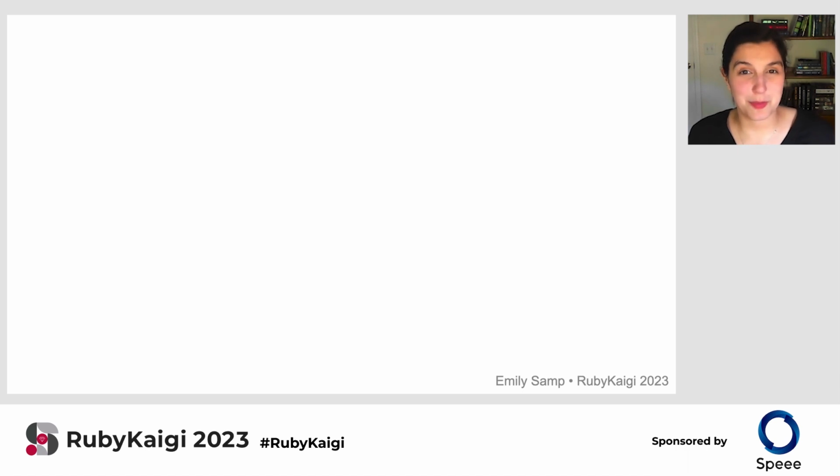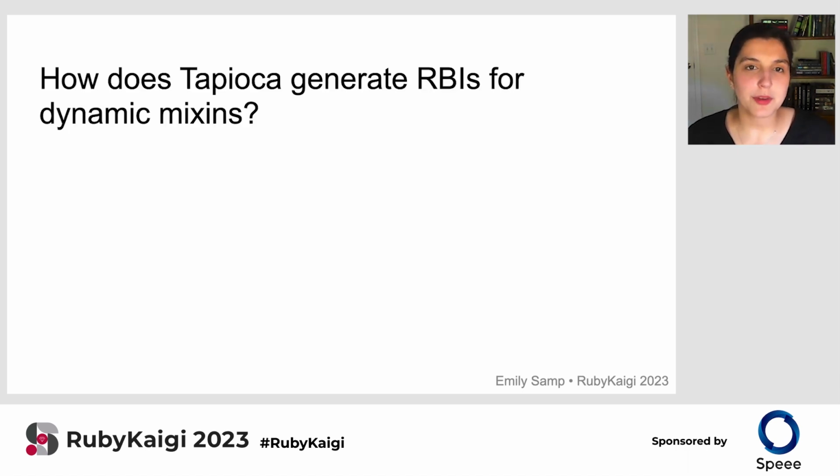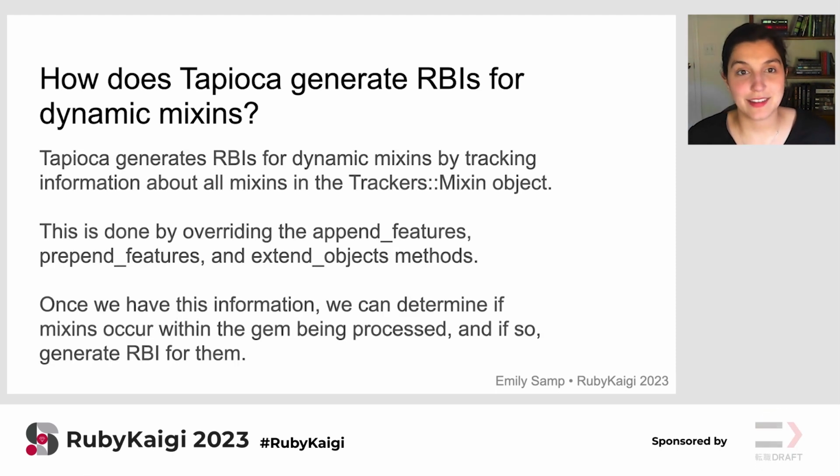That was a lot of information, so let's review what we just talked about. Tapioca generates RBIs for dynamic mixins by keeping track of where mixins happen in a singleton object called the mixin tracker. The information in the mixin tracker is populated by overriding append_features, prepend_features, and extend_object to register their information. Once the mixin tracker has information about every mixin, Tapioca uses that information in the pipeline to properly generate RBI for the mixins that occur within the gem.